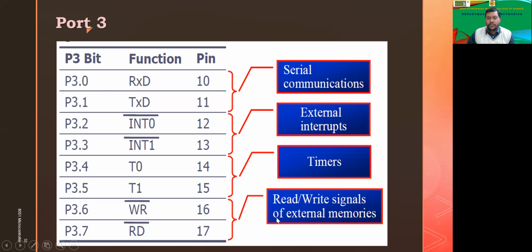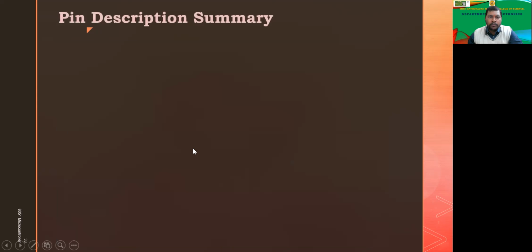So read and write signals for external memory. We can read the data as well as write the data in the external memories if these terminals are used for those. Port 3 is again multifaceted, so it can be used for other things. Otherwise, when we program this microcontroller, we use it as simple input output ports. So these are some of the ports, and then we'll conclude with some of the pin configurations.